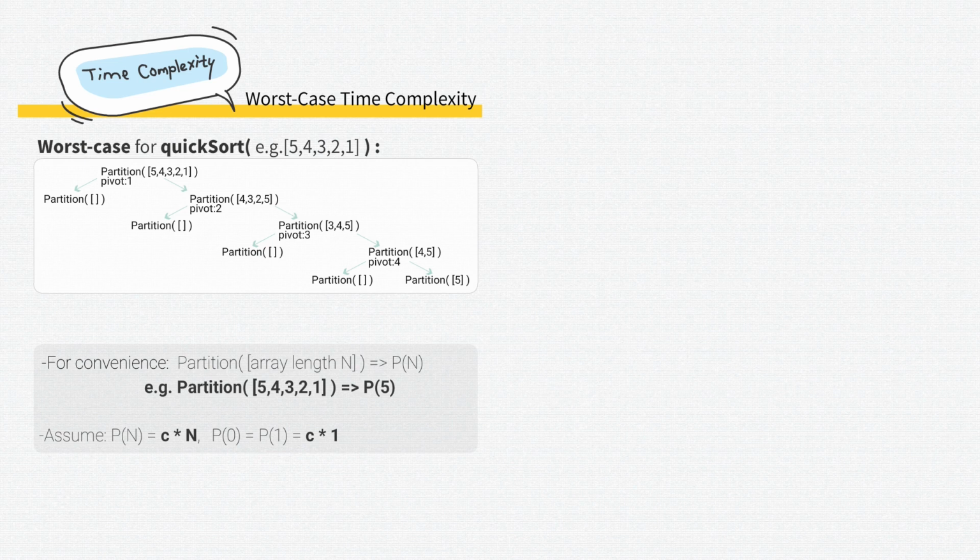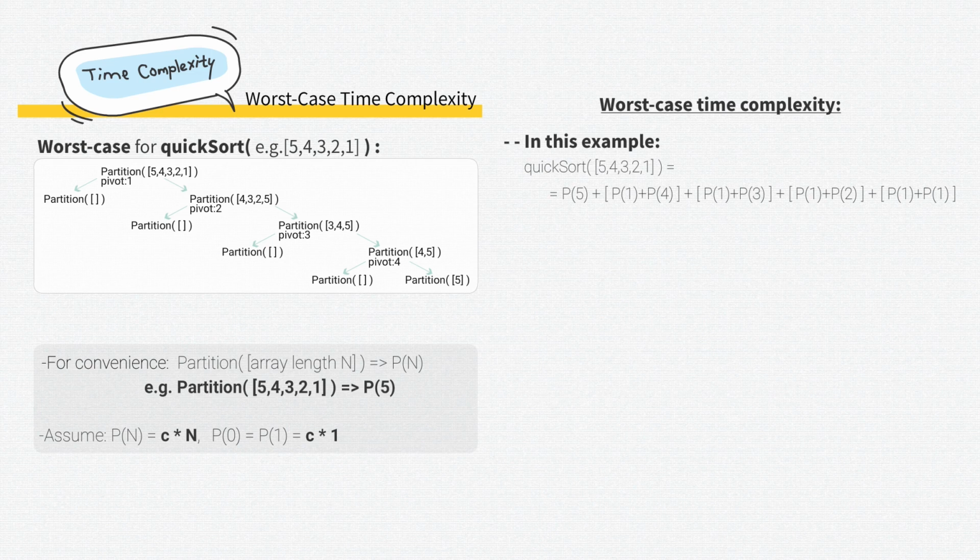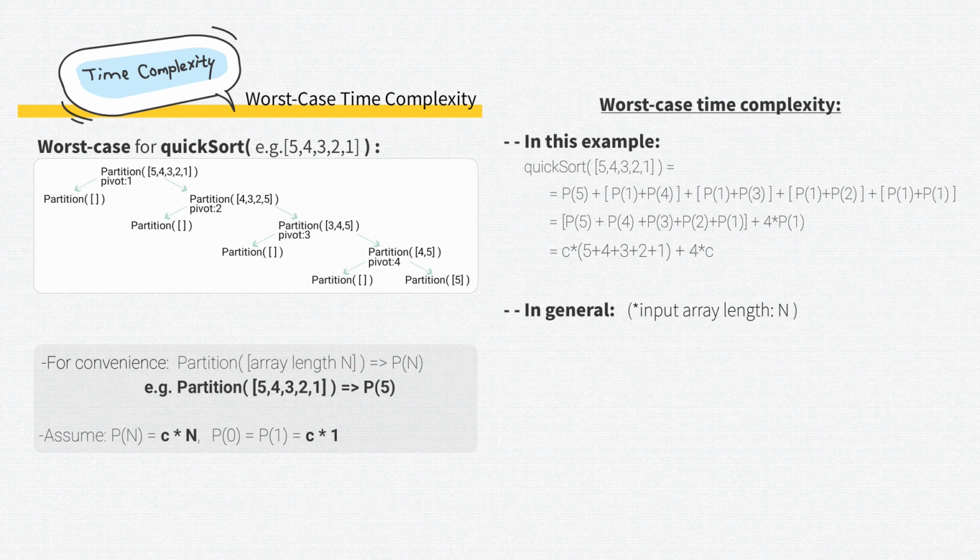Alright, now let's calculate the time it takes to quicksort the array in the example. All we need to do is to sum up all the nodes in the tree. So it can be written like this. Let's rearrange it, and it's like this. Then we get the final result. Now let's think about the general case. The time it takes to quicksort an array with length n, according to the example above, is like this.